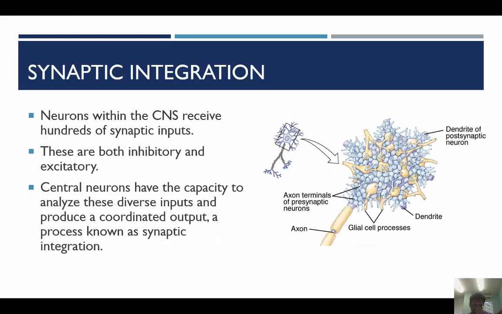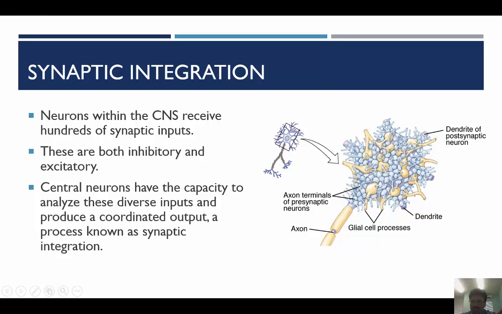So I want to shift gears now and talk a little bit about synaptic integration. If you look at the diagram on the right, you see what is very typical of central nervous system neurons. Here you see one neuron receiving multiple connections from hundreds of other neurons. And so this one neuron actually has hundreds of synapses associated with it. This can seem very, very complex, and the brain has to make sense of it all. And the brain does it by a process called synaptic integration.